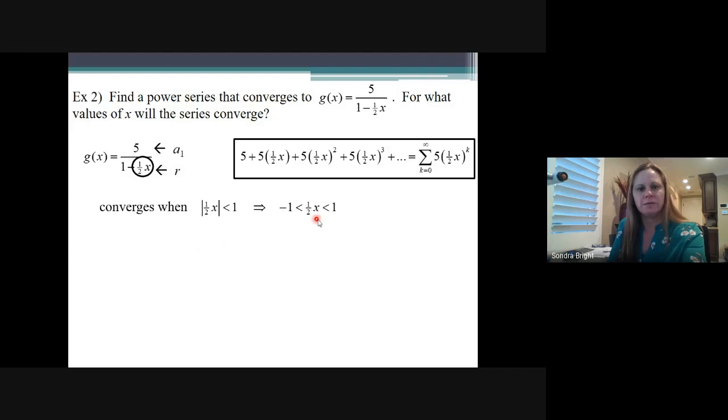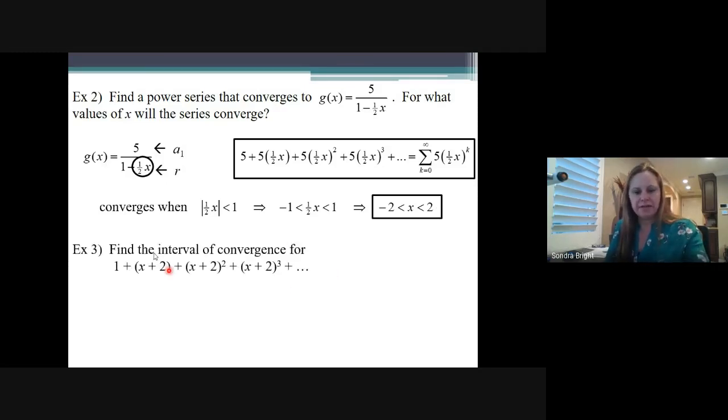So if you multiply it by 2, you'd get x. And you can do that as long as you multiply the -1 by 2 and also the +1 by 2. So I'm multiplying all 3 parts of this inequality by 2. And I get x between -2 and +2. That's your interval of convergence, or the values of x for which the series will converge.